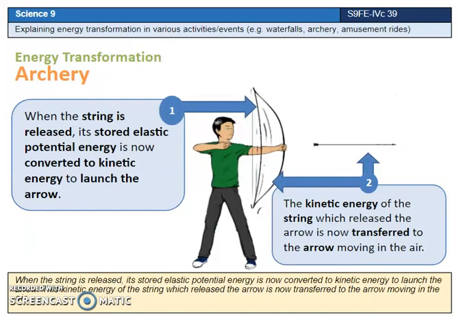When the string is released, its stored elastic potential energy is now converted to kinetic energy to launch the arrow. This kinetic energy of the string which released the arrow is now transferred to the arrow moving in the air.